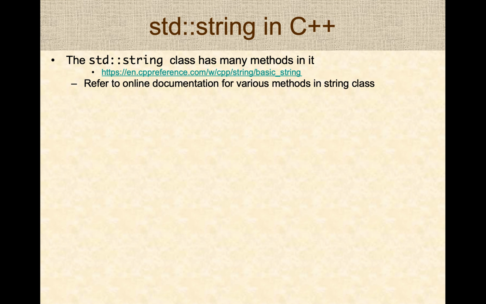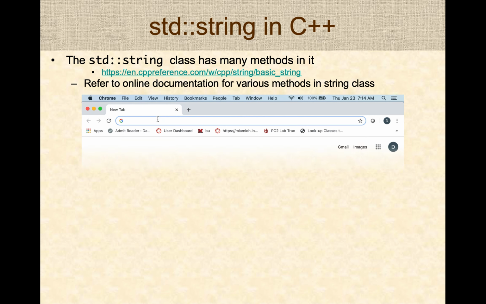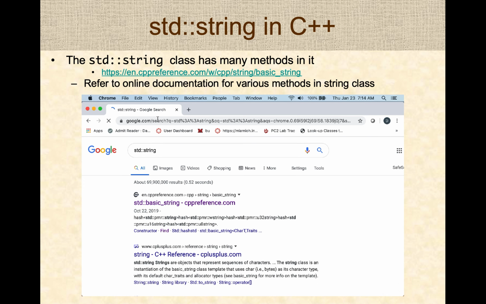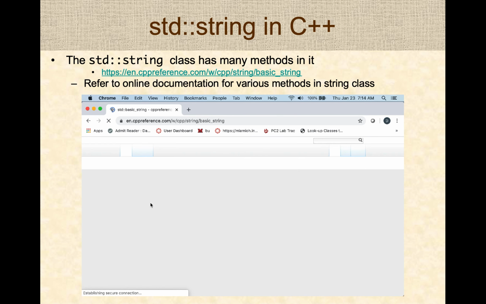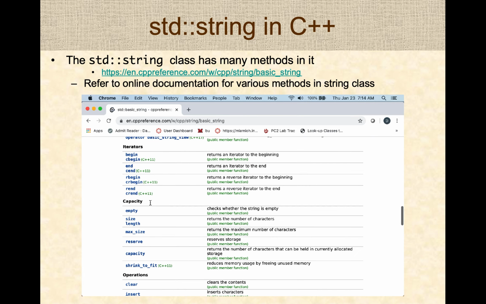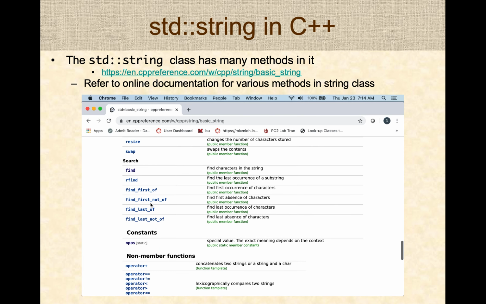The string class is one of the most often used ones. It has many, many methods in it. It's best to refer to online documentation. Google for std::string and pick up the website that has en.cppreference.com. So make sure you pick up the en.cppreference. And then when you scroll down, you'll see all of the methods associated with the class.